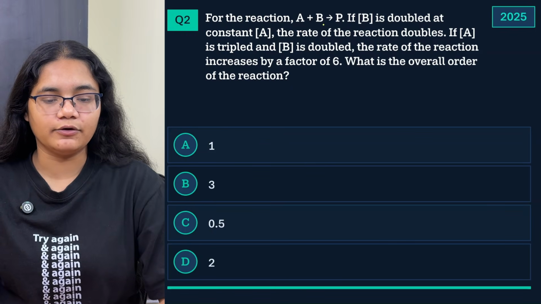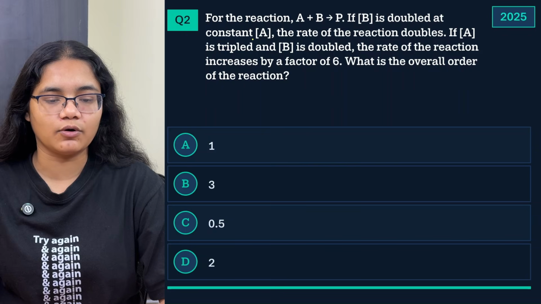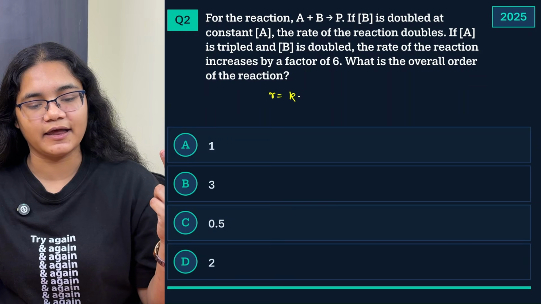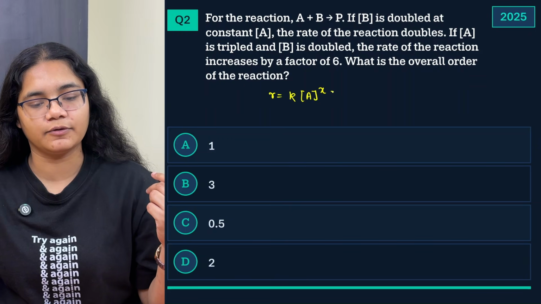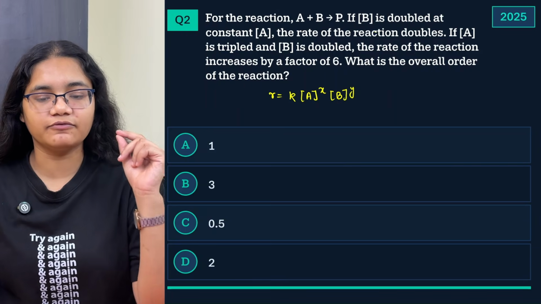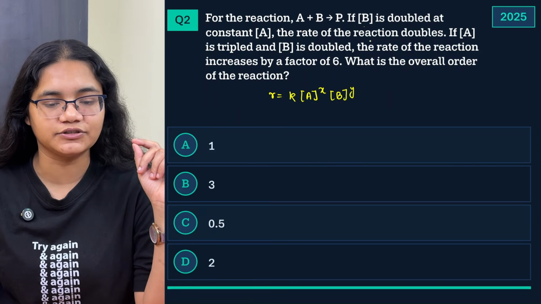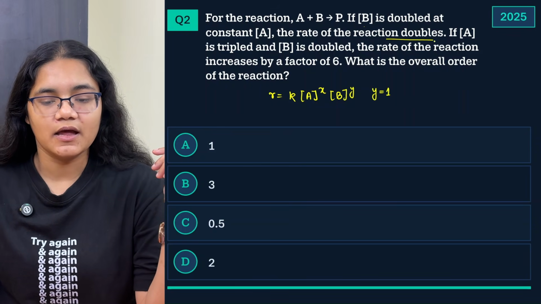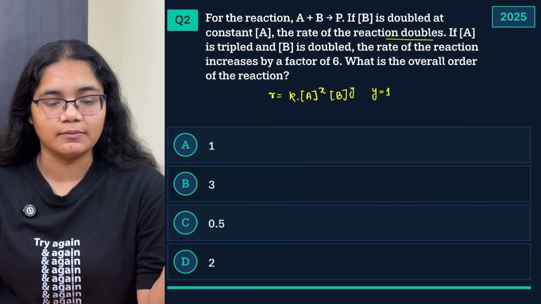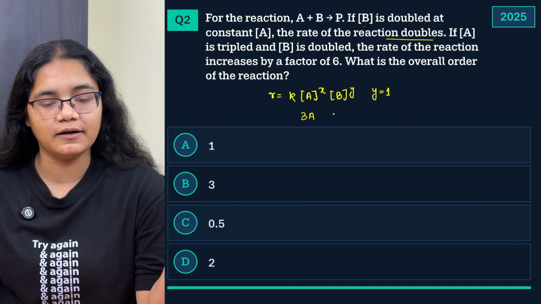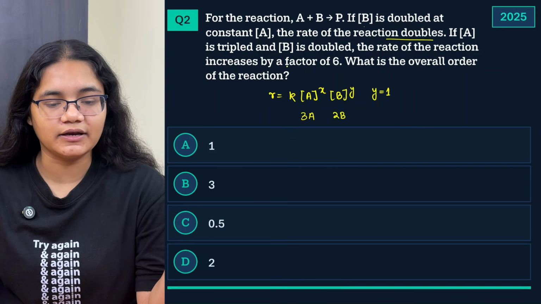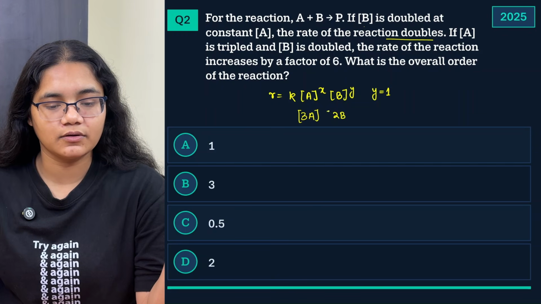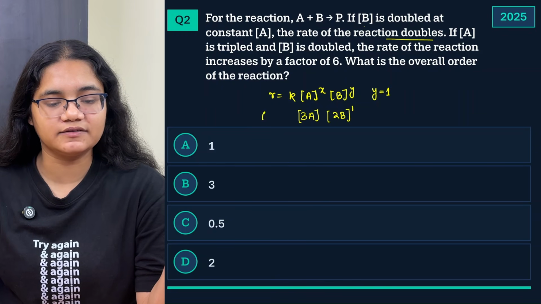For a reaction A plus B gives you P, if B is doubled at constant A, the rate of the reaction doubles. So first let us write the rate expression. It is k into A to the power of x and B to the power of y. Now from the first line, that if B is doubled at constant A, the rate of the reaction doubles, that means the y value is equal to 1. Now if A is tripled and B is doubled, the rate of the reaction increases by a factor of 6.